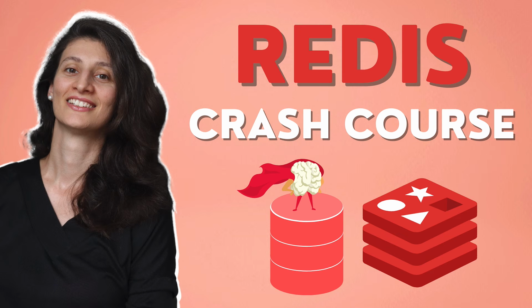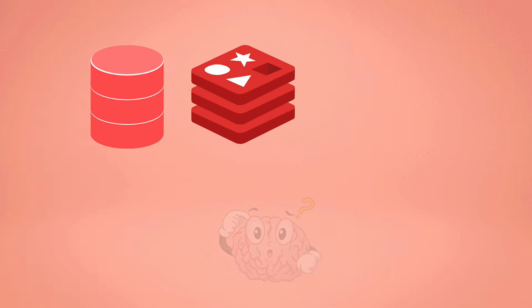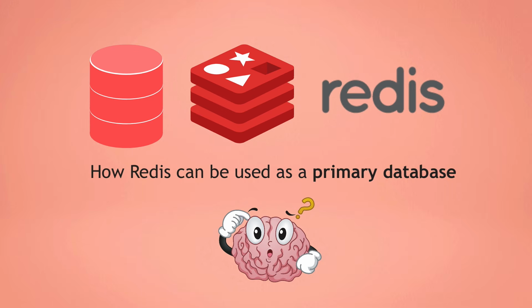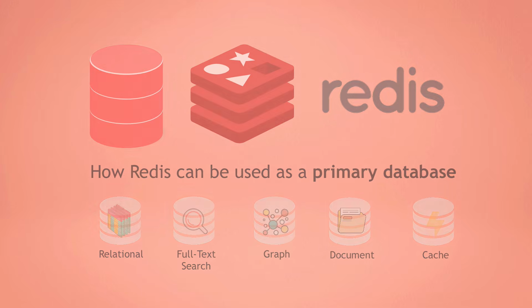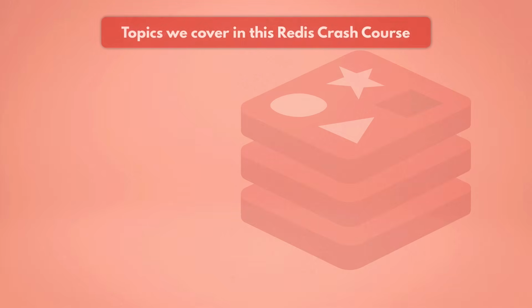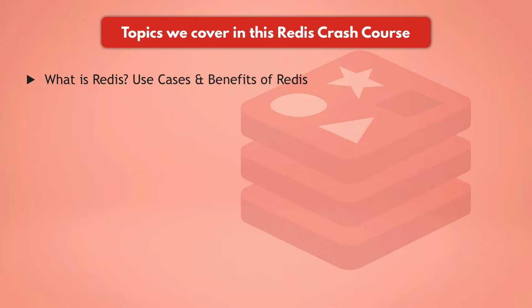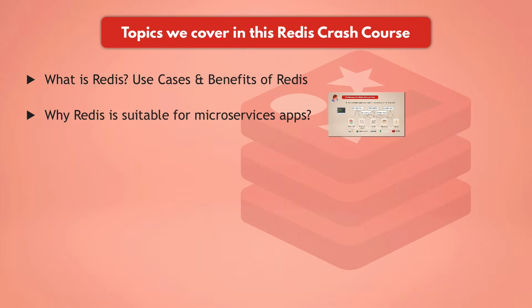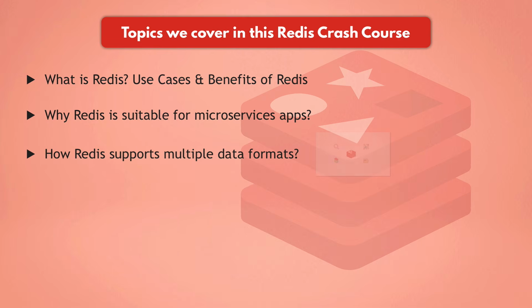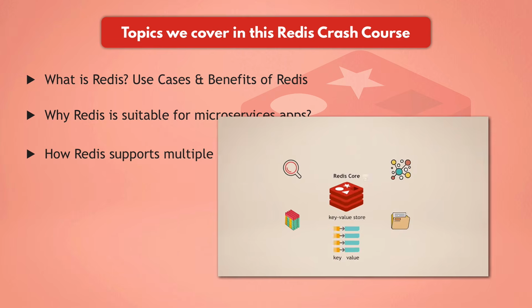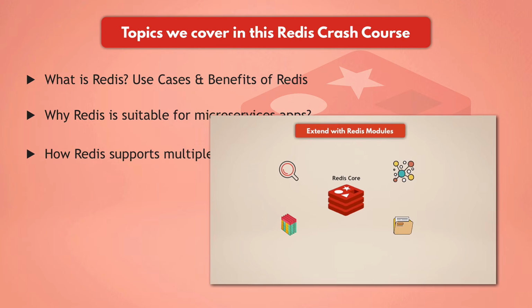In this video, we're going to talk about Redis and how Redis can be used as a primary database for complex applications that need to store data in multiple formats. First, we will see what Redis is and its usages, as well as why it is suitable for modern, complex microservice applications. We will talk about how Redis supports storing multiple data formats for different purposes through its modules.